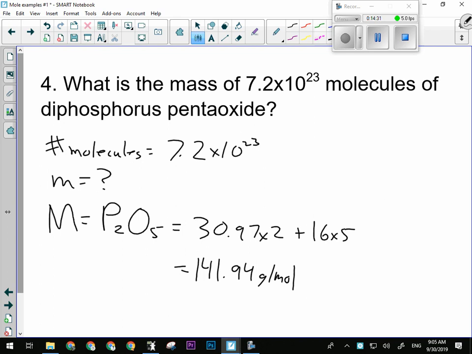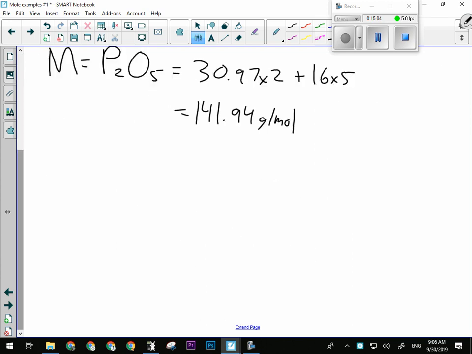If I'm going to get little m, I need big M and I need n. Now, I have big M, but I don't have n. So what I'm going to do is use the number of molecules and Avogadro's number to calculate the number of moles, n. Then I'll have it, and I'll be able to calculate little m from there. So all I'm going to do is this calculation to get n.